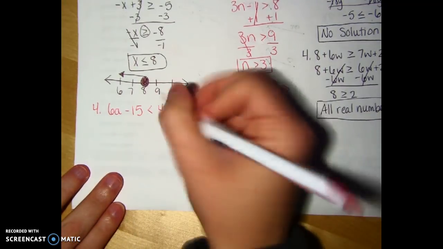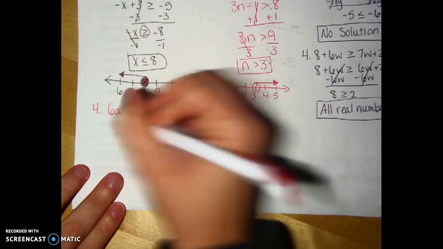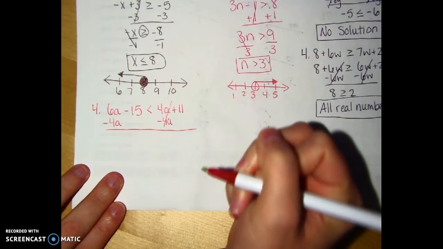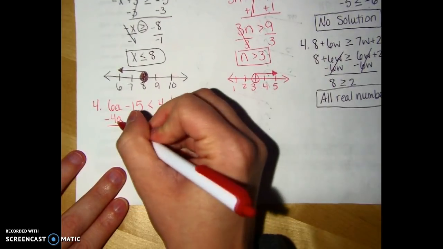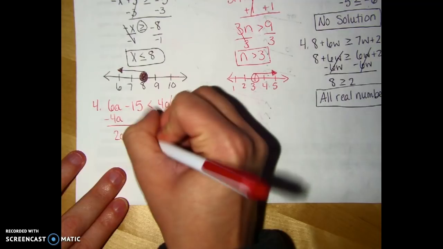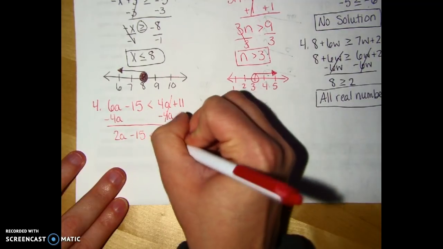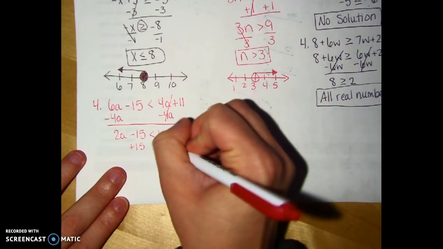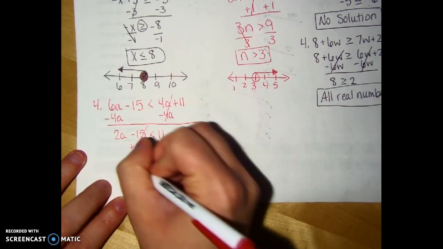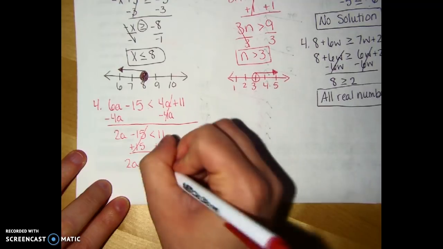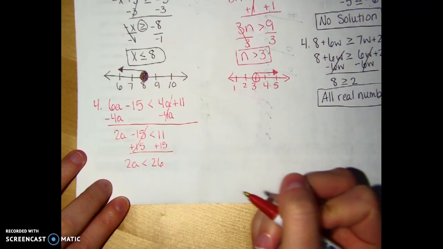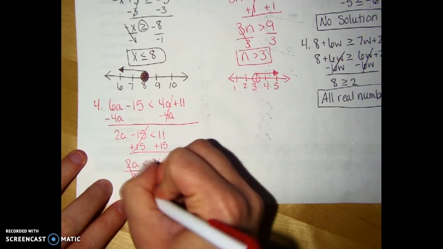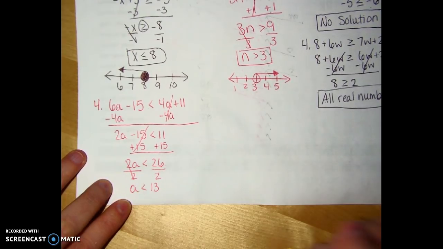Okay, for this one, I'm going to subtract 4a first. You might have done something differently, and that's okay. We still should wind up with the same answer at the end. 6a minus 4a is 2a. Minus 15 is less than 11. I'm going to add 15 to both sides to get 2a is less than 26. Divide by 2. A is less than 13.